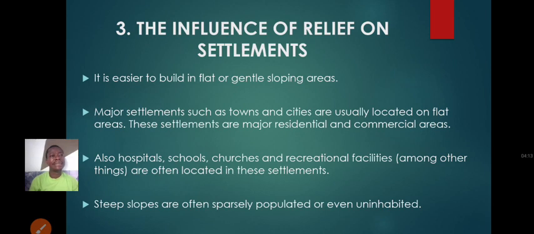Then what about settlement? How does relief influence settlement? In exams, it can ask you that we have highlands, we have lowlands, then you need to describe settlement features on the map. It is easier to build in flat or gentle sloping areas.